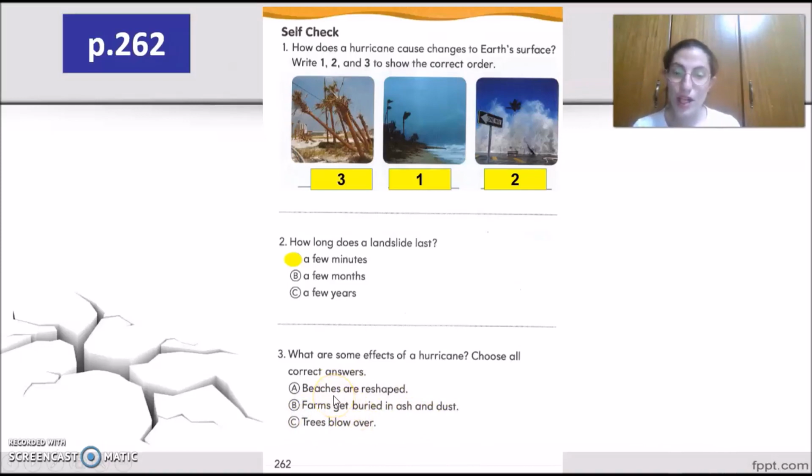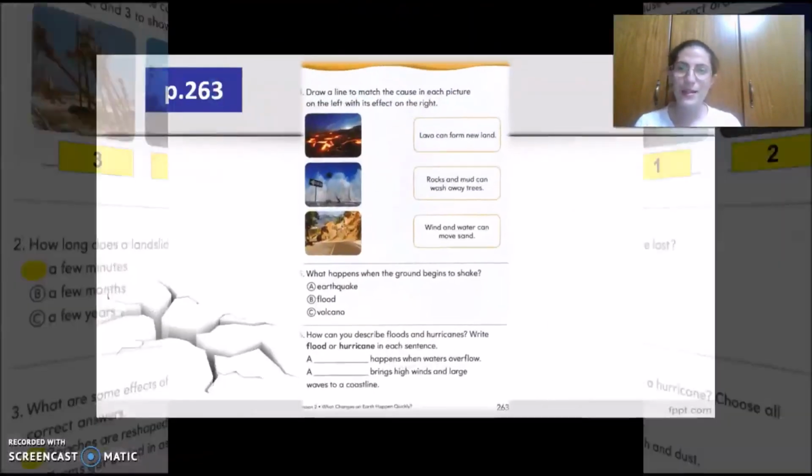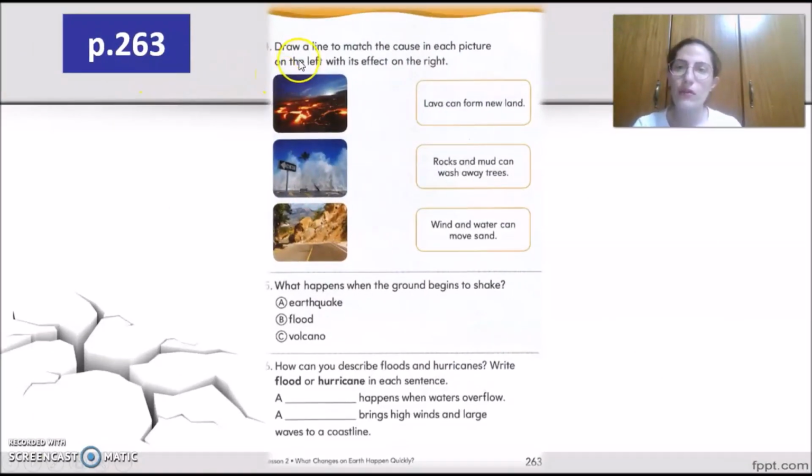Are the beaches reshaped? Of course. Why? Because the powerful wind is going to carry away the sand from one place to another, and the really strong, large, huge waves will crash onto the beach and the shore and cause it to change. Farms get buried in ash and dust? No. Is this a volcano? Of course, B is incorrect. Trees blow over? Yes, indeed, because trees could be uprooted due to the really powerful wind. Clear?